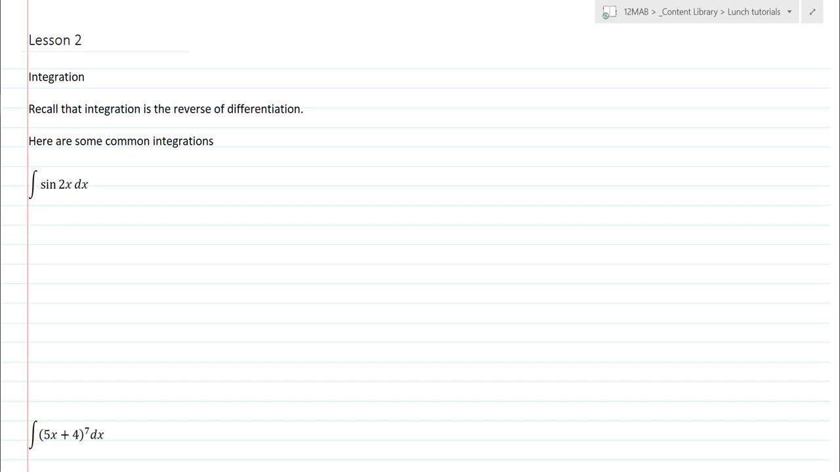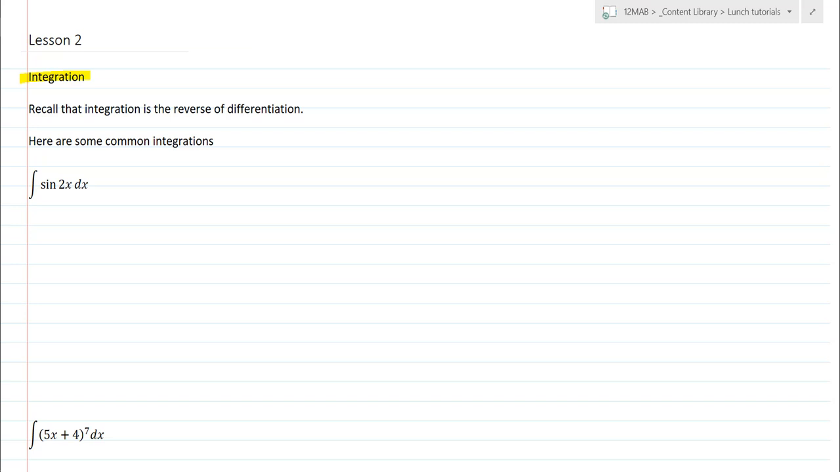So let's go. First of all, just recall that integration is the reverse of differentiation, sometimes called anti-differentiation, but more generally called integration. So we are working in a system where we are just reversing the process of differentiation. So just keep that in mind.